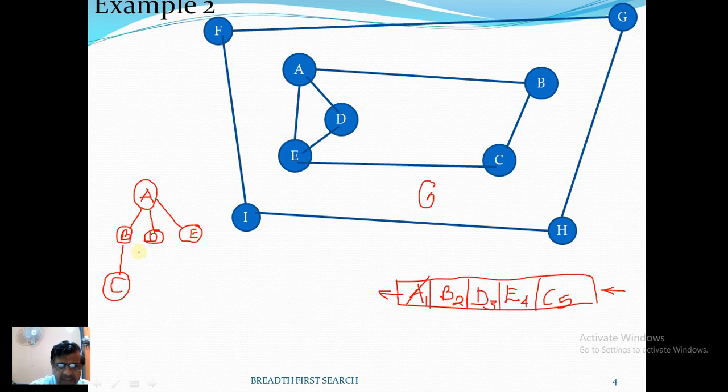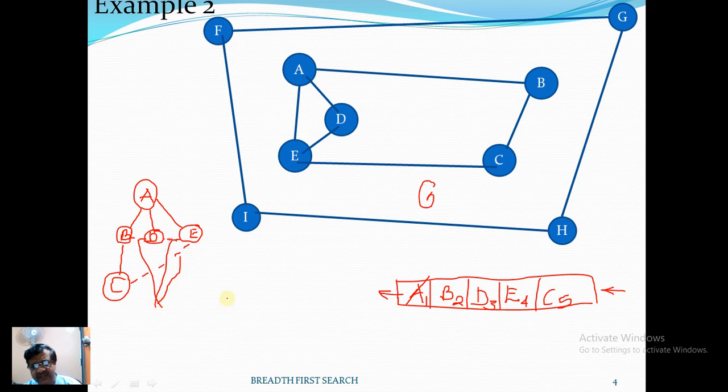You can see D and E can be connected. D and E should be connected by dotted lines, because that was not the way the algorithm traversed. And you can see B and D may be connected. B and C is connected. C and E can also be connected by a dotted line. Of course, there are 1, 2, 3 cross edges.